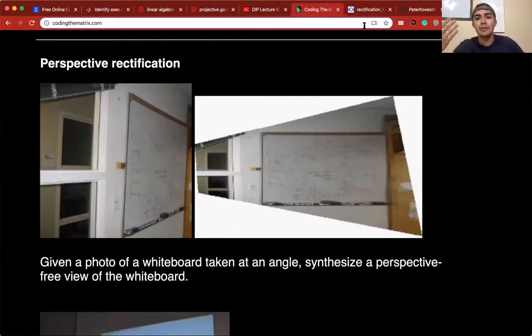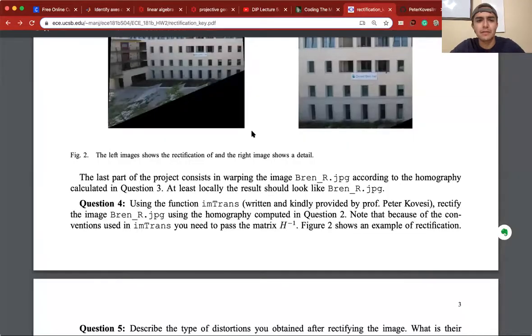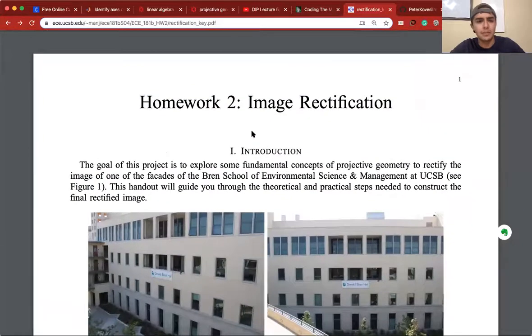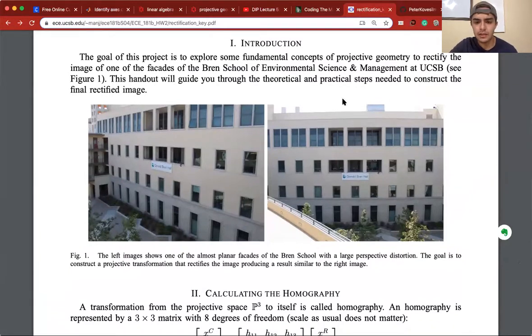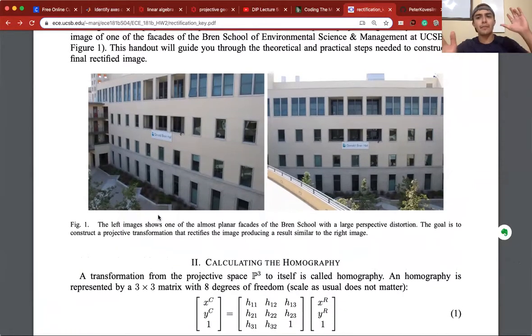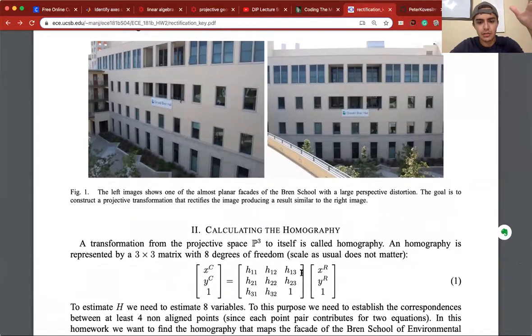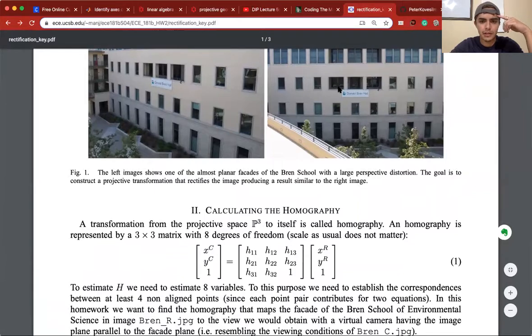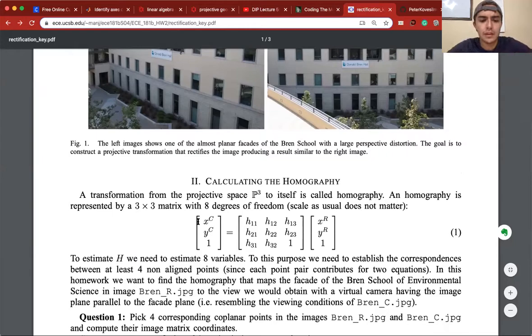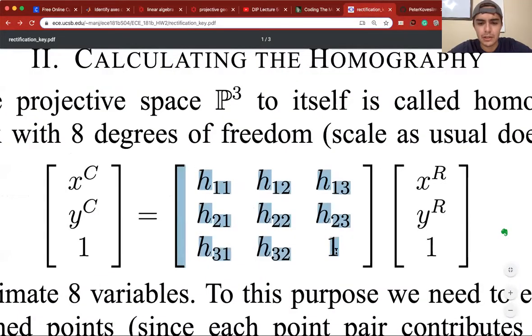So then I started Googling more on the topic of perspective rectification. And then I stumbled across a homework assignment for a professor from UC Santa Barbara. The assignment was to use this image right here to try and rectify this image on the left. From my understanding, you get points from this image. For example, I think you could use this banner. Take 4 coordinates, and then you're supposed to solve for this middle matrix.